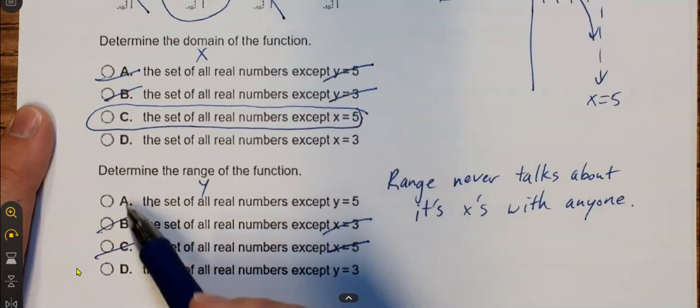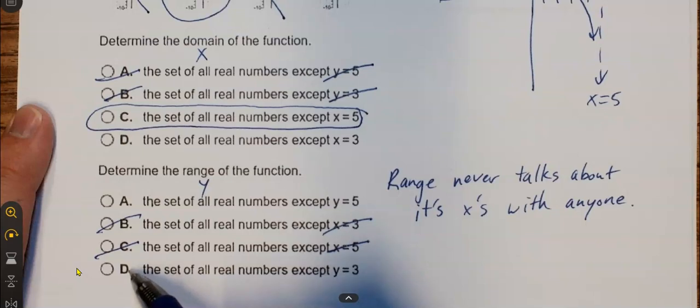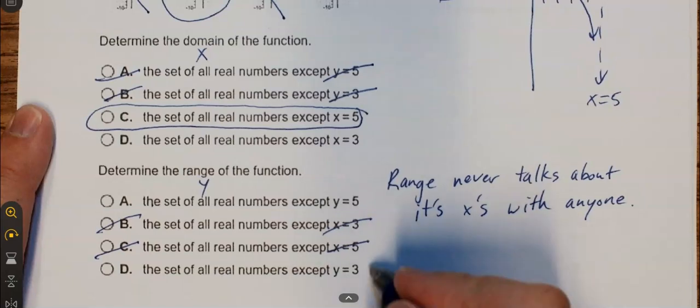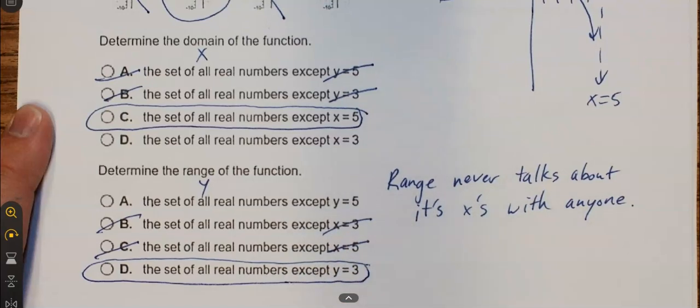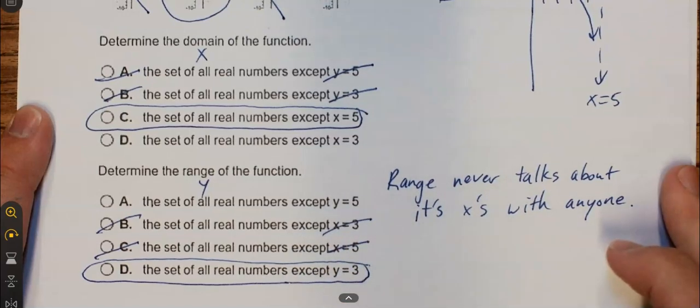Now, A or D? A or D? Which one is correct? D it is. The set of all real numbers except for y equals 3, which is the asymptote.